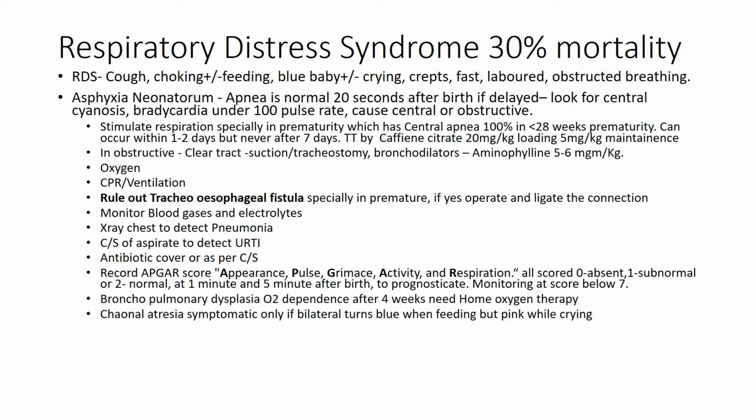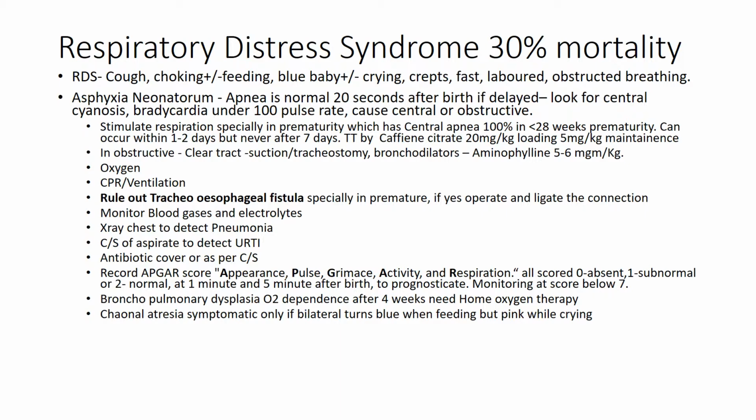You have to stimulate respiration, especially in prematurity, which has central apnea almost 100% in less than 28 weeks of prematurity. It can occur within 1 to 2 days, but never after 7 days. Treatment is by caffeine citrate 20 mg per kilogram loading dose and 5 mg per kilogram maintenance. In obstructive apnea, the tract should be cleared by suction or tracheostomy. Bronchodilators may be used, aminophylline 5 to 6 mg per kilogram.